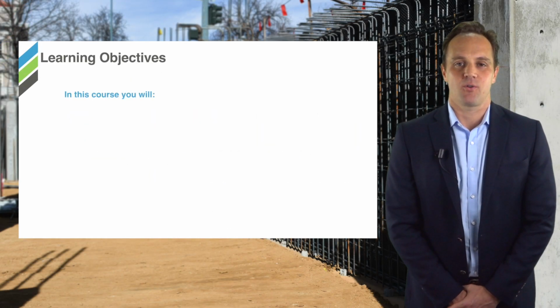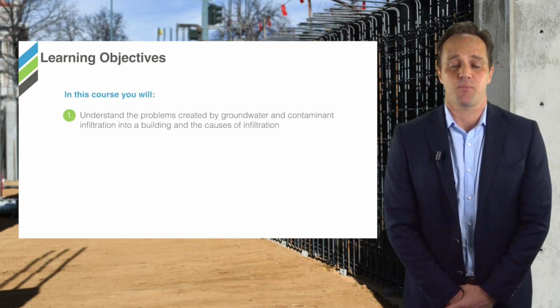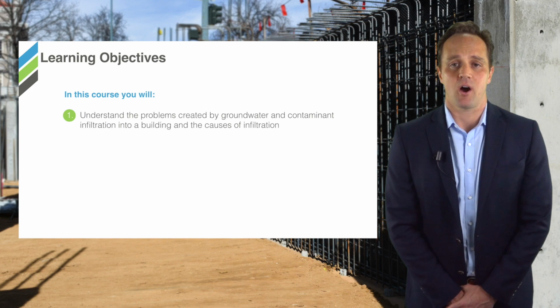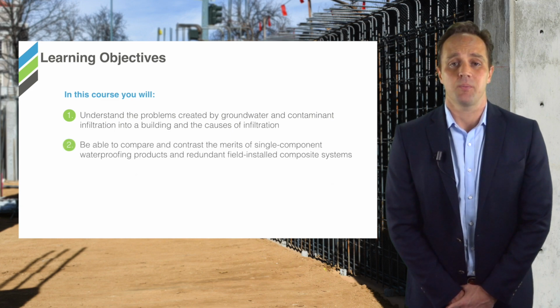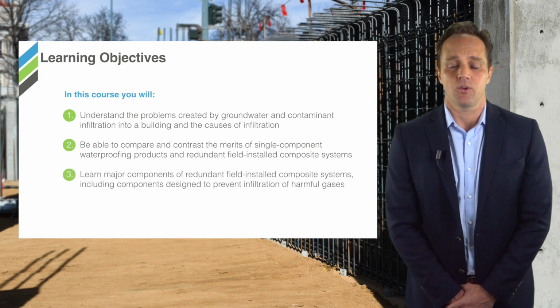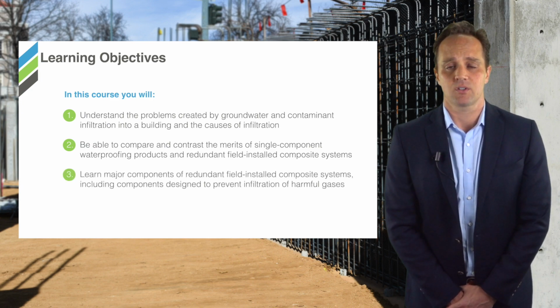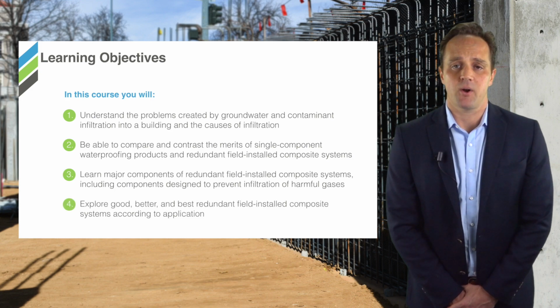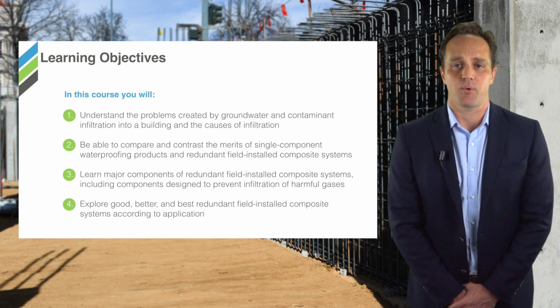The learning objectives to this course are as follows. 1. To understand the problems created by groundwater and contaminant infiltration into buildings, along with the causes of infiltration. 2. To be able to compare and contrast single-component waterproofing products with a redundant field-installed composite system. 3. You'll learn the major components of redundant field-installed composite systems, along with the components that prevent contaminant infiltration. And finally, we'll discuss a good, better, best approach that is used by redundant field-installed composite systems to scale the system to the appropriate application and project needs.